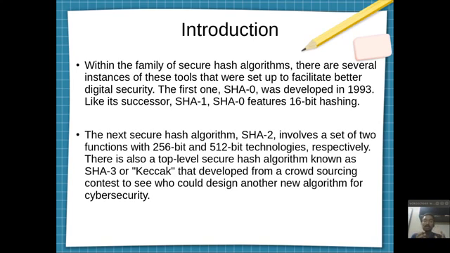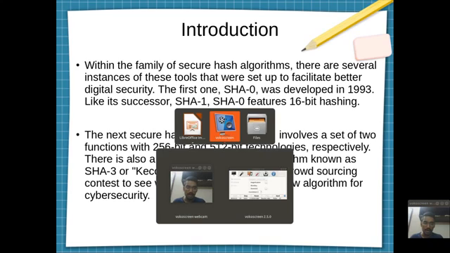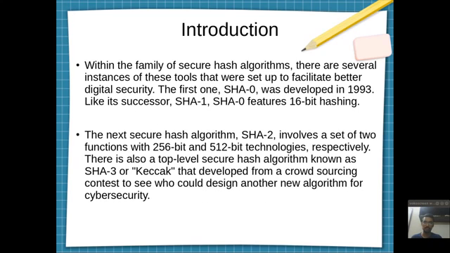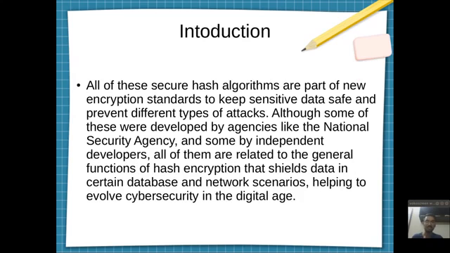I will not be talking in depth about it, but I will be giving an overall view of what it is. Basically, the next secure hash algorithm is SHA-2. It involves a set of two functions with 256 bit and 512 bit. Then there is the top level security hash algorithm known as SHA-3 or Keccak, which developed from a crowdsourcing contest to see who could design new algorithms. That is also a fun thing that we do in crowdsourcing contests.